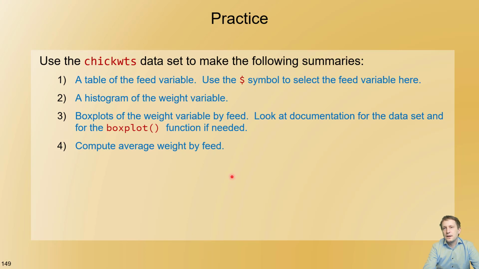Okay, let's practice. Use the chickwts or chicken weights data set to make the following summaries. A table of the feed variable. Use the dollar symbol to select the feed variable here. Then a histogram of the weight variable. Again, you can use the help function to figure out what the function is called that creates a histogram. Then create box plots of the weight variable by feed. Look at the documentation for the data set, and then also for boxplot if you need. And then also compute the average weight by feed. Again, pause the video, try to do that yourself, and then take a look at the solution.